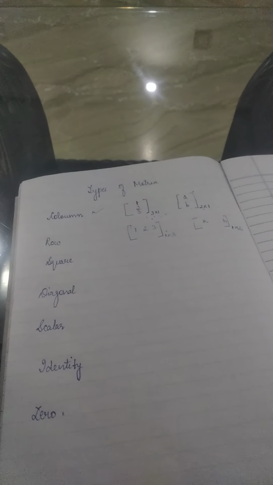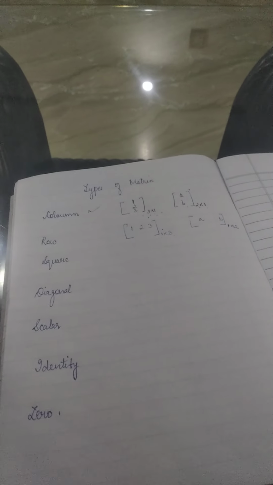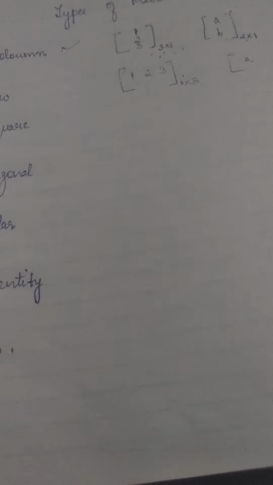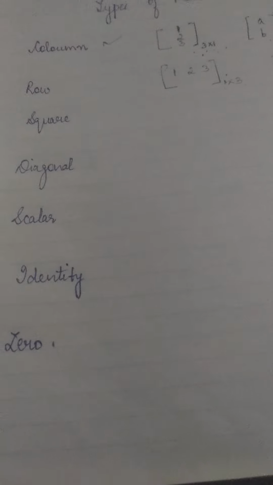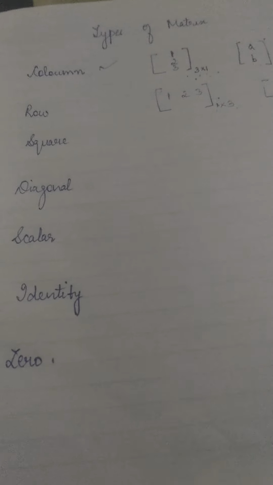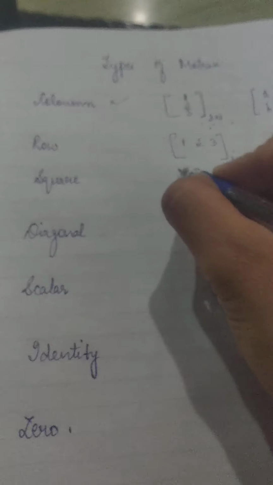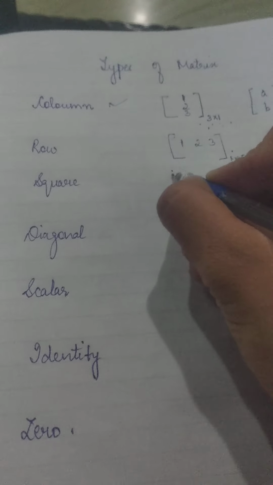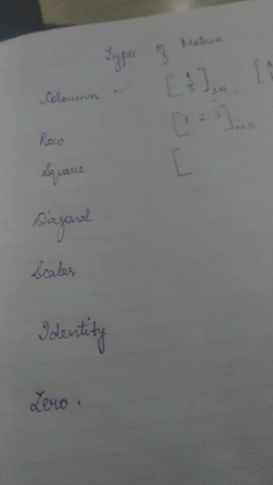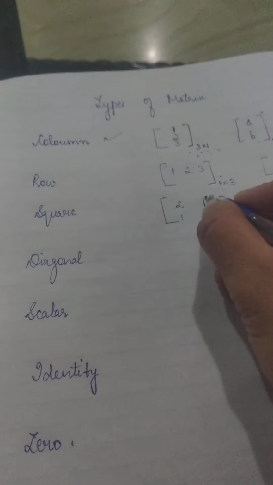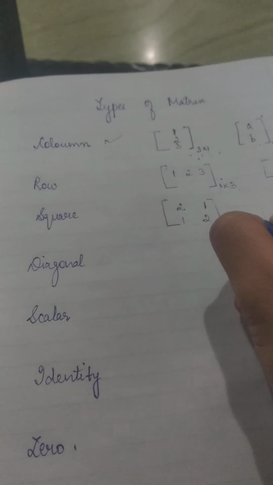Likewise, we have a square matrix. Now, what is a square matrix? A very important condition to keep in mind is that a square matrix is one in which the number of rows and the number of columns is the same. If a particular matrix has 2 rows, definitely it will have 2 columns. For example, 2, 1, 1, 2 is an example of a 2 by 2 matrix.